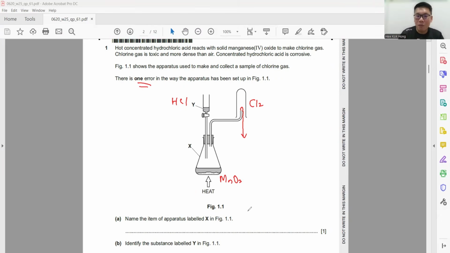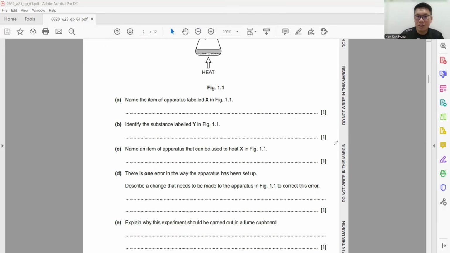A. Name the item of apparatus labeled X. This is a conical flask. Part B. Identify the substance labeled Y. This is hydrochloric acid. Question C. Name an item of apparatus that can be used to heat X. So we want to heat here. We can use a Bunsen burner.